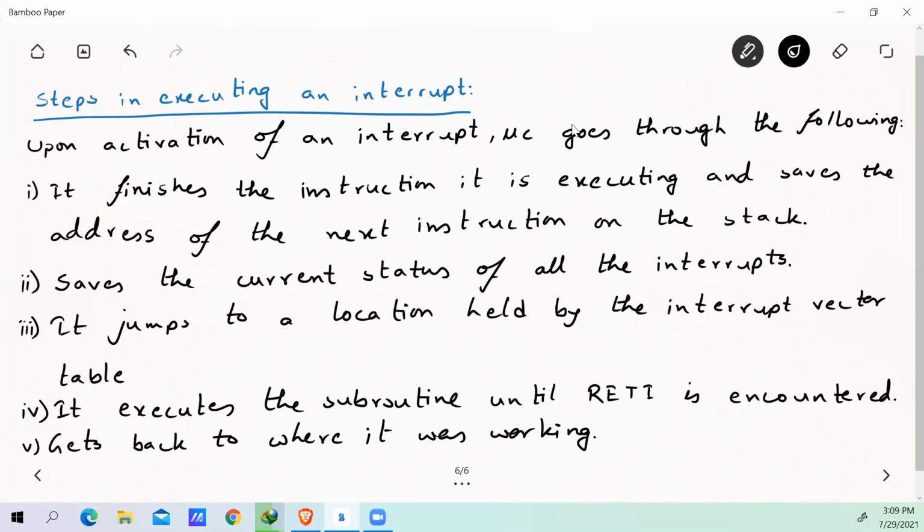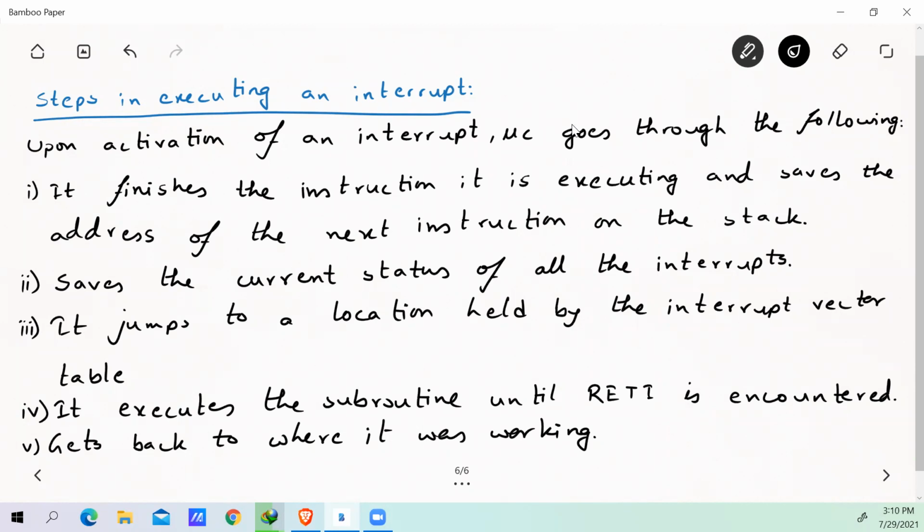Then it will also save the current status of all the interrupts. If there are multiple interrupts, then the current status of all the interrupts will be saved internally. This save will not be in the stack. This will be saved by the microcontroller internally, but the other one will be saved onto the stack. That means for the next instruction, definitely there will be a program counter, right? We already know what is PC. So there will be a PC which corresponds to the next instruction, and the address of that PC will be stored by the microcontroller onto the stack. Then it will save the status of all the interrupts.